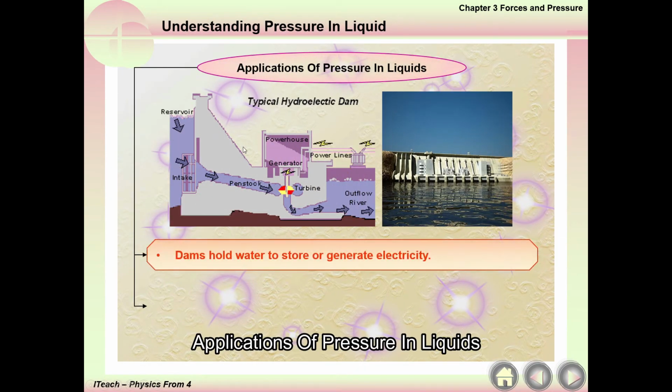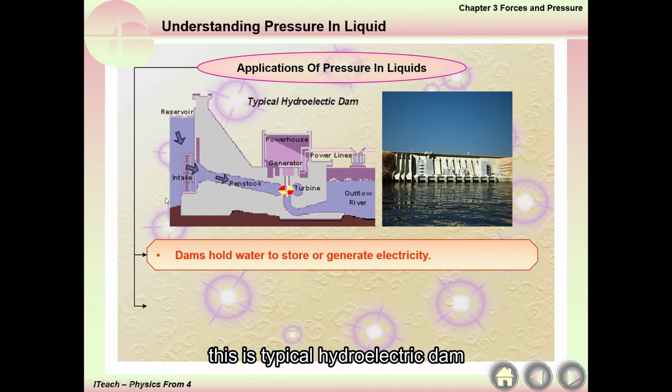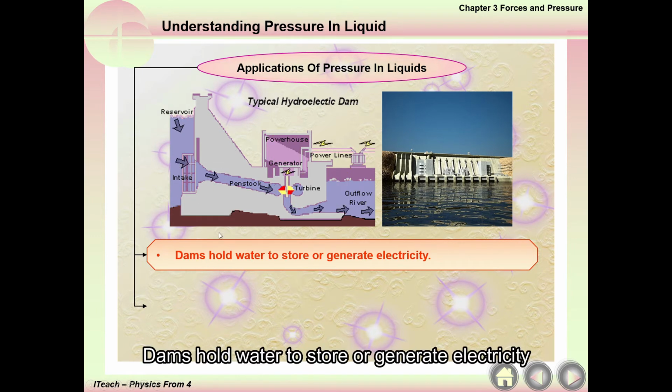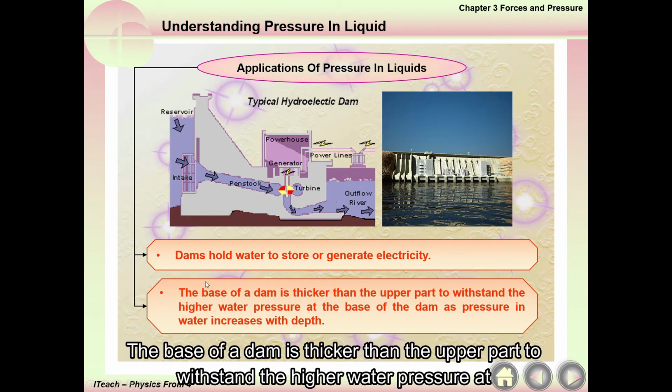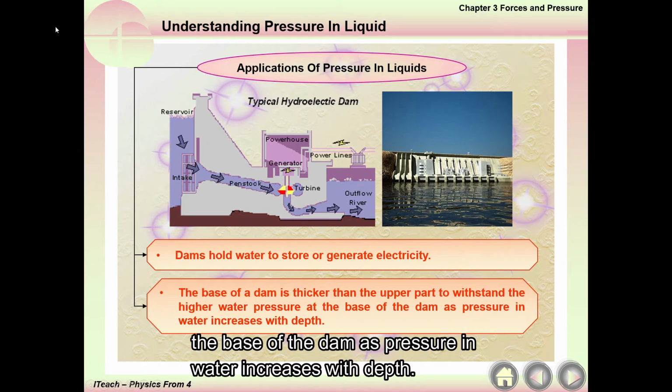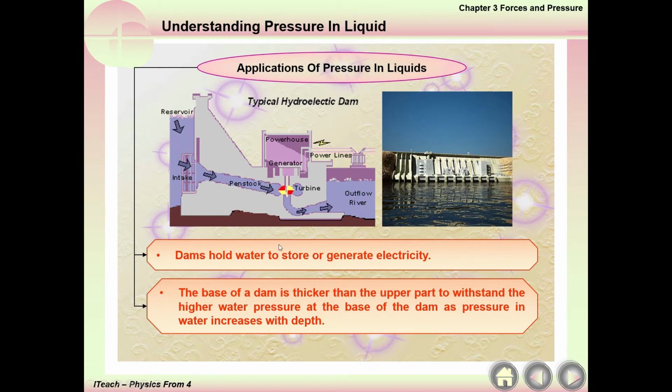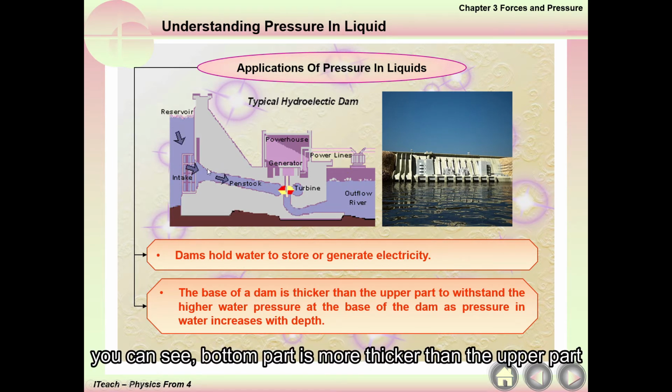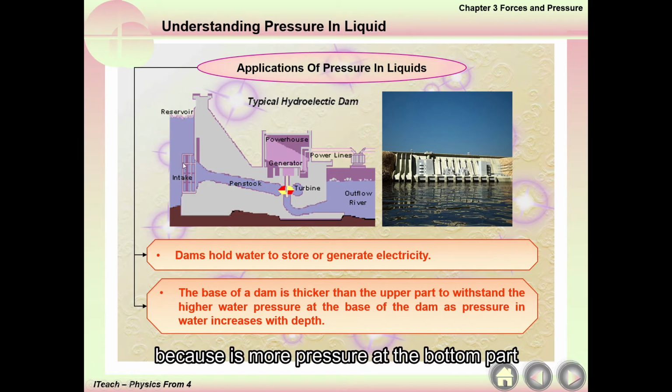Application of pressure in liquid: a typical hydroelectric dam uses a whole lot of water to store and generate electricity. The base of a dam is thicker than the upper part to withstand the higher water pressure at the base of the dam, as pressure in water increases with depth. You can see here it is thicker than the upper part because there is more pressure at the bottom.